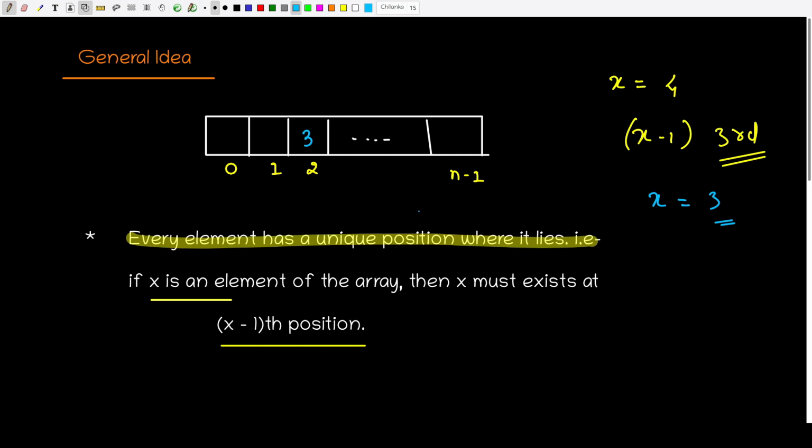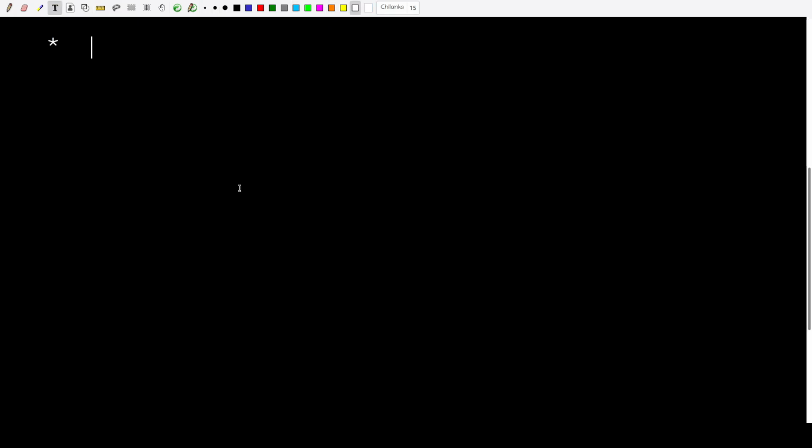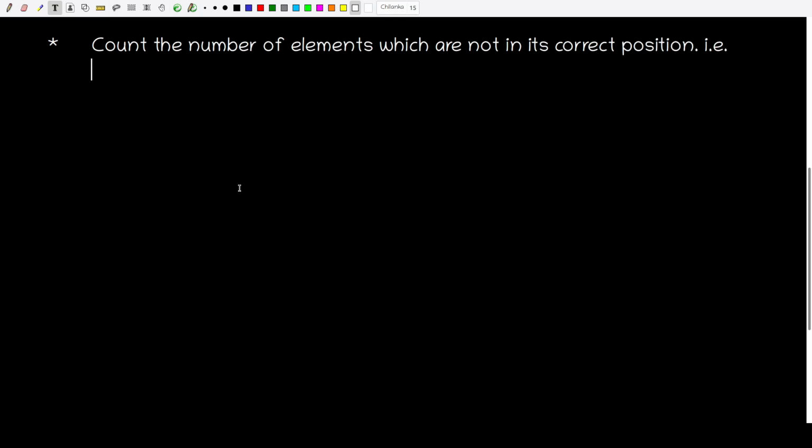So using this fact that an element x should occur at the x minus 1th position, let us see how we will be able to solve this problem. The first thing we are going to do is count the number of elements which are not in their correct position. What I mean by this is, if ARR[i], the ith element, is not equal to i plus 1, then that simply means the ith element is not at the correct position, in which case we are going to increase our count variable by 1. This count variable contains how many elements are not in their correct position.